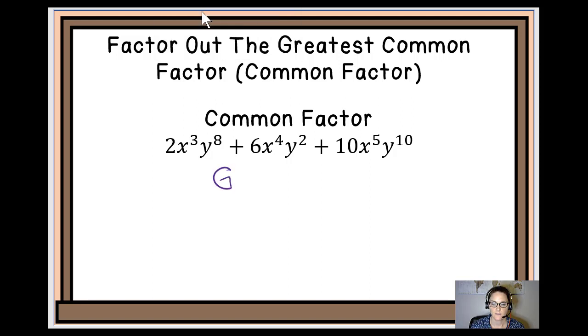So GCF, so the 2. Next I'm going to look at the x's. So the highest x value that's common to all three terms would be an x cubed. So I'm going to next write x cubed. And then I'm going to look at the y's. So the highest y value that's common to all three terms is a y squared. So what I'm going to do next is write that 2x cubed y squared, so my GCF, in front of a bracket.